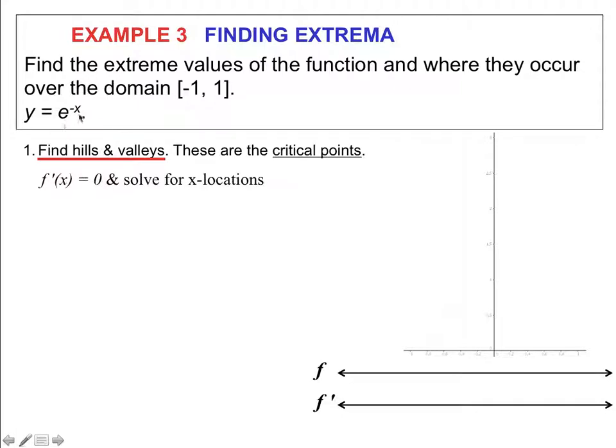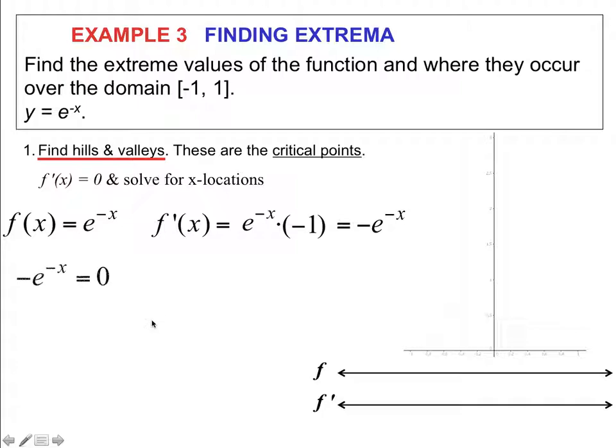So we're going to find the hills and valleys. Let's set the derivative equal to 0. If the function is e to the -x, then our derivative, we'll need the chain rule here, is going to be e to the -x times -1, which is going to be -e to the -x. And so when is that equal to 0?